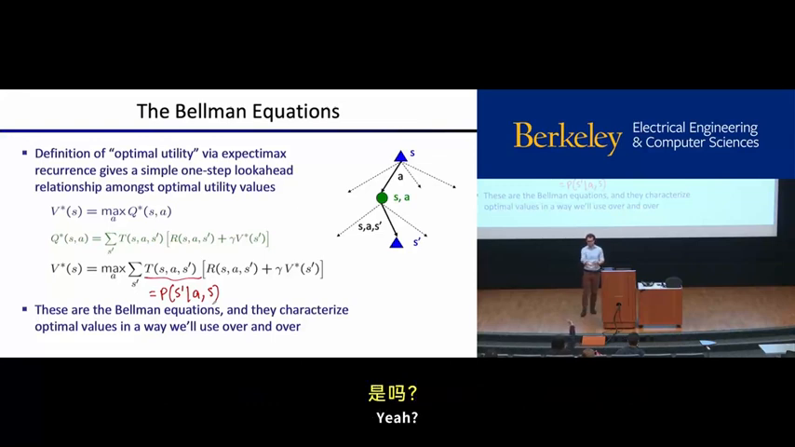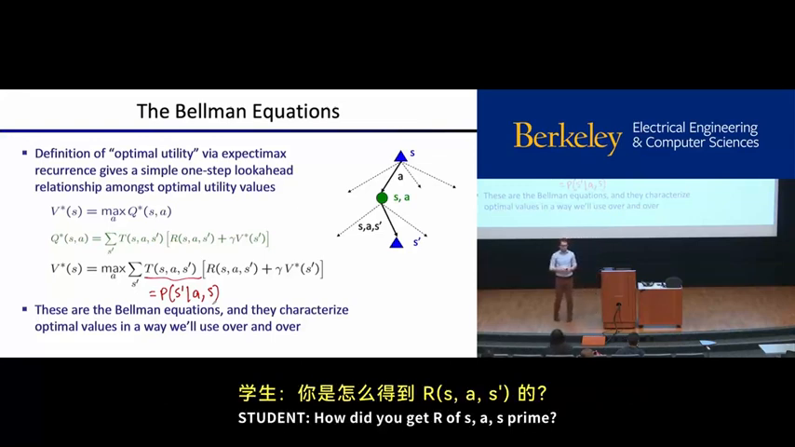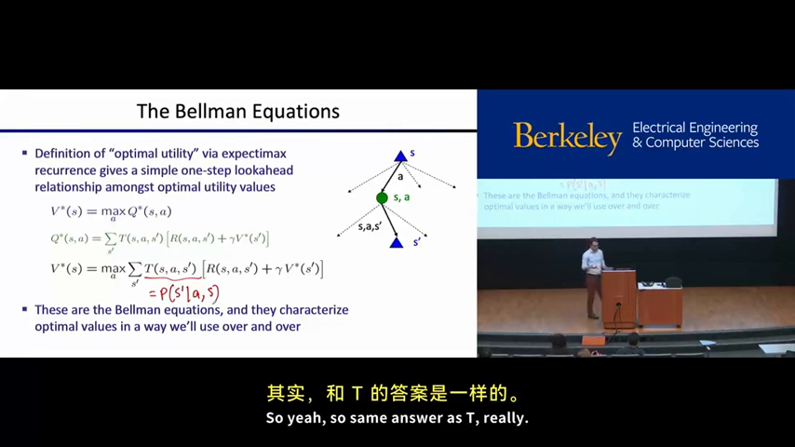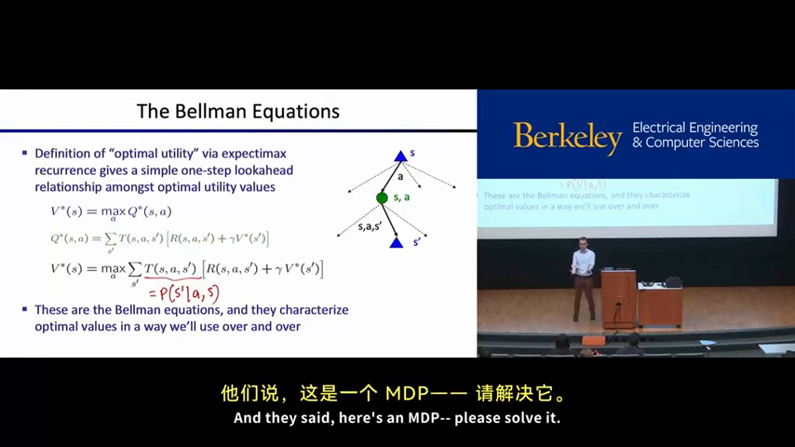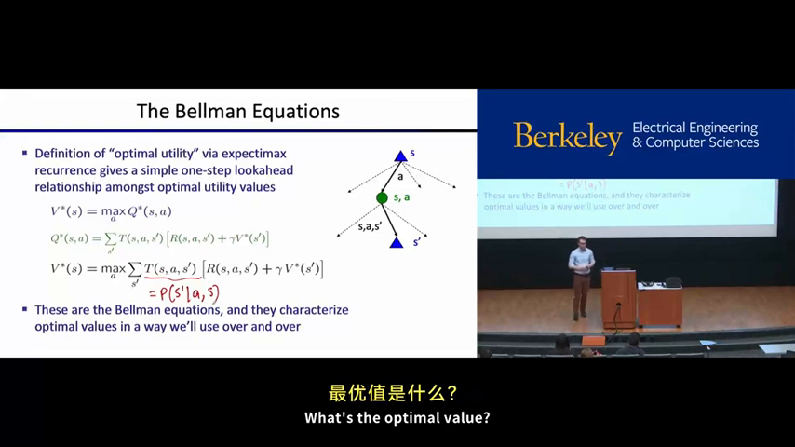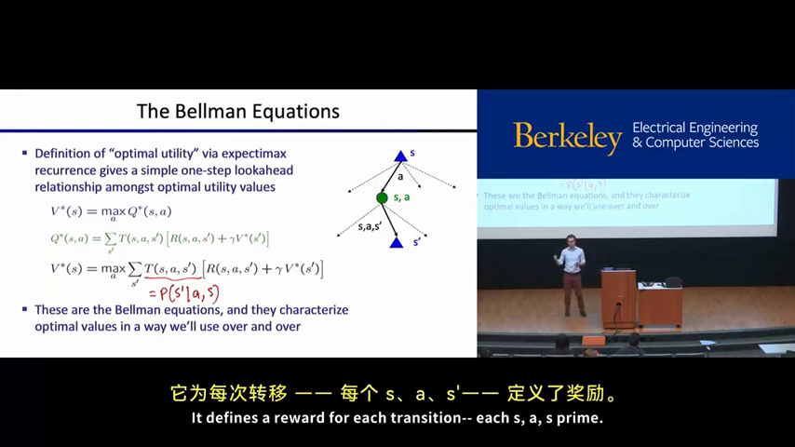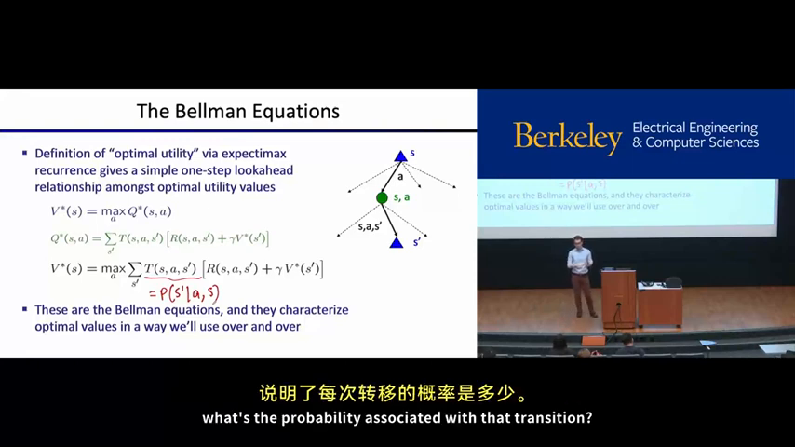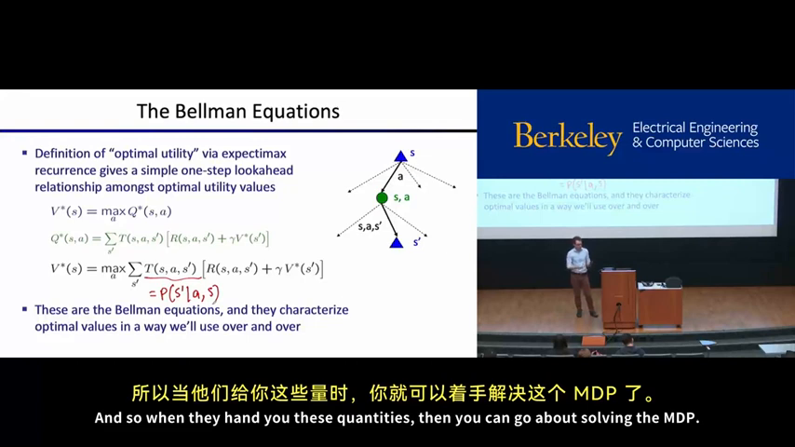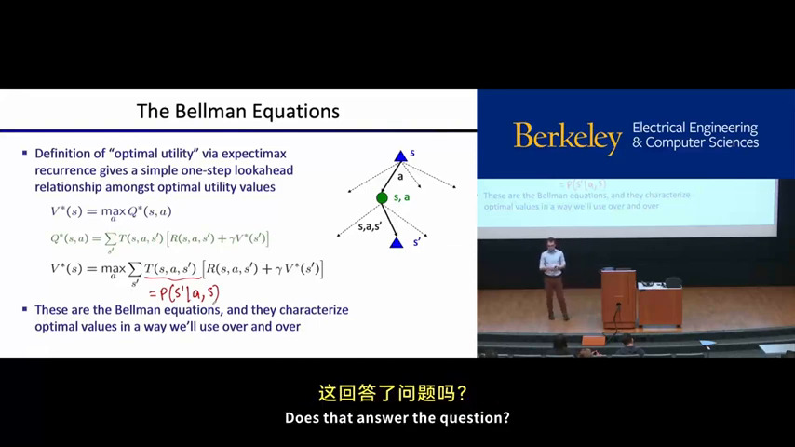Okay? Yeah? How did you get R of SAS prime? So yeah, same answer as T, really. T and R and gamma are things that people just handed to us, and they said, here's an MDP, please solve it. What's the optimal value? So they give you a reward function. It defines a reward for each transition, each SAS prime, and they give you a transition function that says what's the probability associated with that transition. And so when they hand you these quantities, then you can go about solving the MDP. Does that answer the question? Other questions?